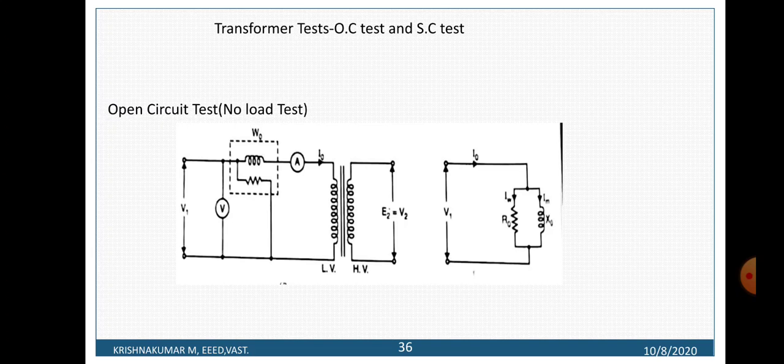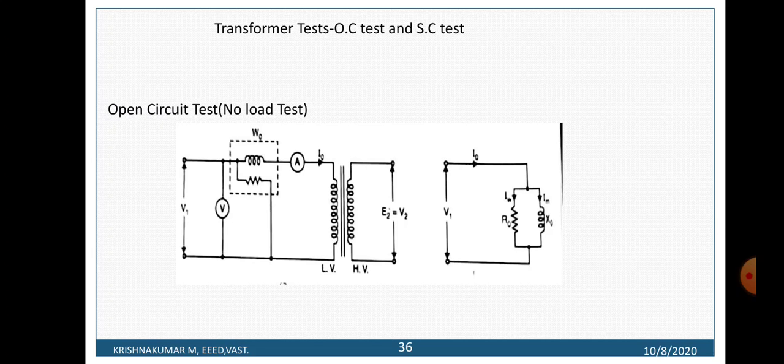There is no secondary copper loss. There is copper loss in the primary, but we can neglect it because the no load current I0 is only 1 to 2% of the full load current. Therefore we can neglect primary copper loss. So the total loss in the transformer under no load condition is iron loss. Total input power, the no load input power W0, is equal to the iron loss of the transformer. There is no other power consumption. The power dissipated in the transformer is iron loss, which is equal to the no load input power of the transformer.